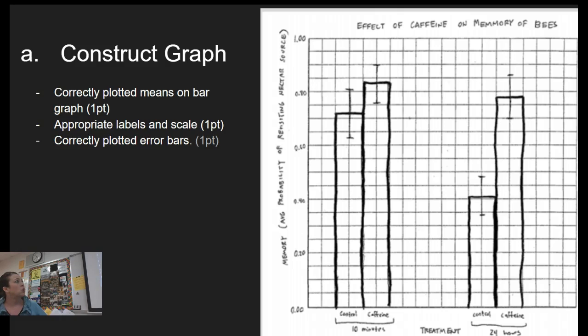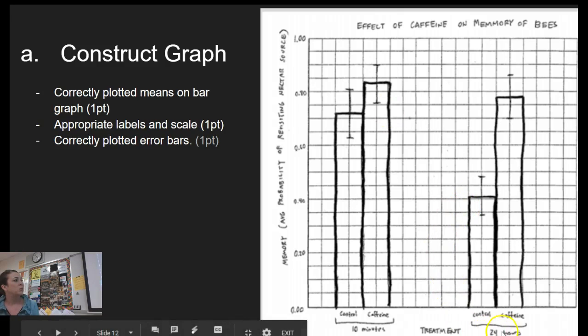So looking at this, at 10 minutes, is there a difference between the control group and the caffeine group in memory of bees at 10 minutes? I see some people saying no, other ones are shrugging. Do the error bars overlap? Yeah. Then if error bars overlap, this is not a significant difference. So I cannot say anything important is different between the control group and the caffeine group at 10 minutes because my error bars overlap. That's not a significant difference.